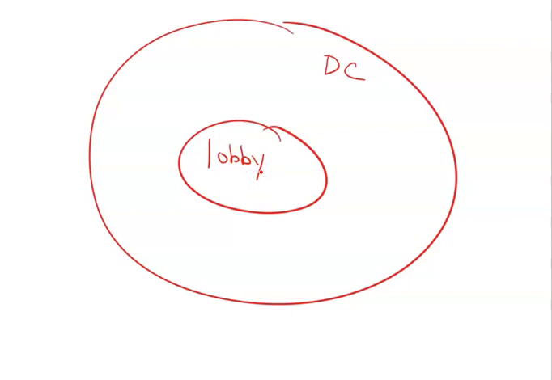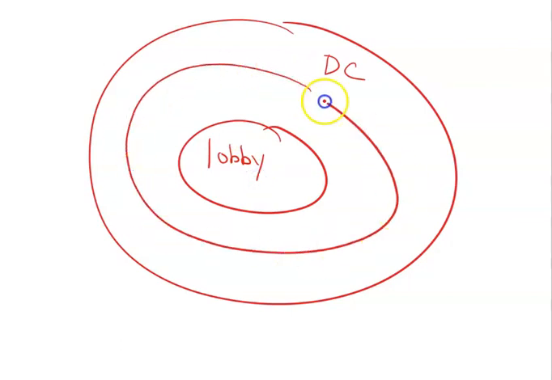I'm just going to put lobbyists, okay? And then it fits inside the influence circle, which also fits inside the DC, because that's all we're talking about. We didn't really have to have the DC circle, but it made me feel a little bit better, so I put it there. Now let's go back to our hypothesis.